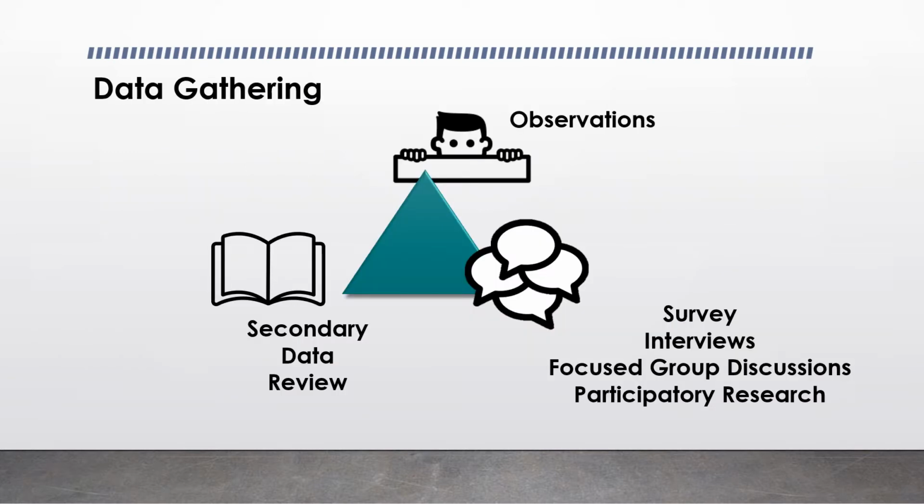How do you gather data? Usually, we do basic research methodology of triangulation. We conduct a secondary review of available data. We gather information from the community from focus group discussions, dialogues, participatory research, surveys, etc. And we observe people and their context.